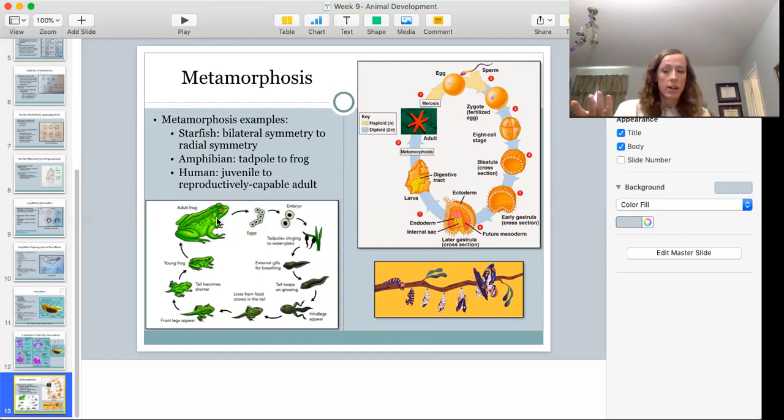And for humans, same thing, we don't have a lot of changes in our body plan, but we obviously go through a change from juvenile to reproductively capable adult. I just included a picture of a caterpillar to butterfly because that's what people often think of when they think of metamorphosis. That's just another example, right? Major change in body plan, which many organisms go through, although we don't.